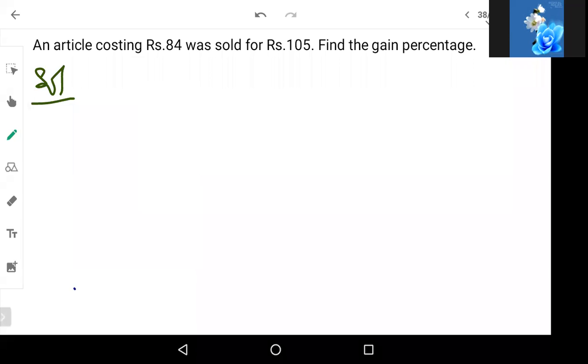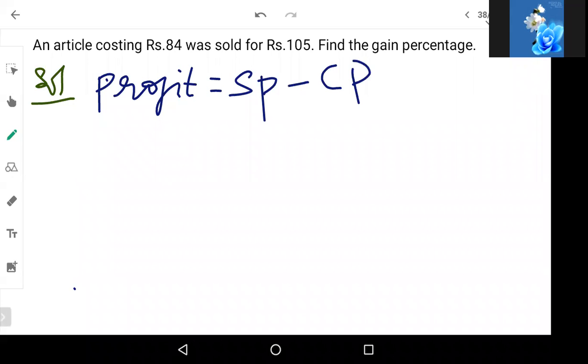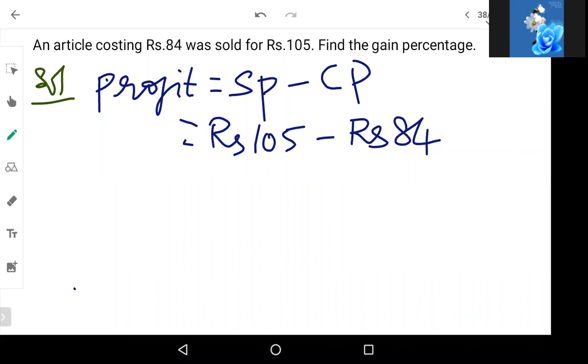Now, we are just supposed to find out the profit. So, profit is nothing but selling price minus cost price, right? So, the article is costing 84 and it has been sold at 105. So, if we subtract both of these, that will become the profit. So, rupees 105 is the selling price minus the cost price rupees 84. So how much is the profit in rupees? Profit in rupees will be 21 rupees. 105 minus 84 is 21 rupees.